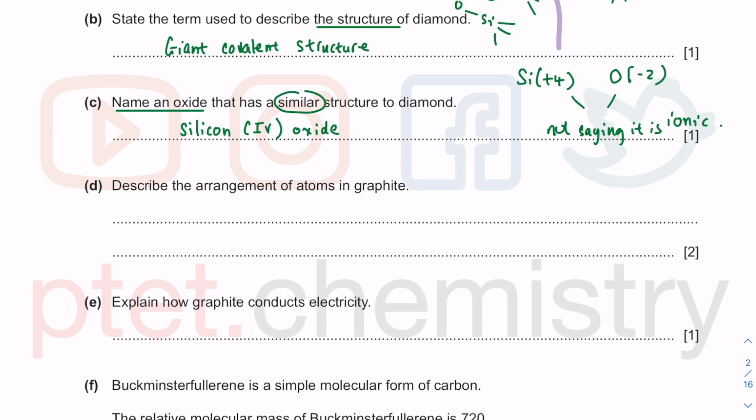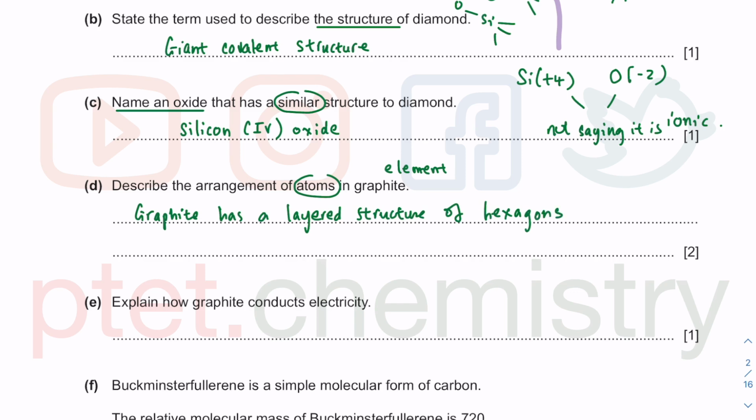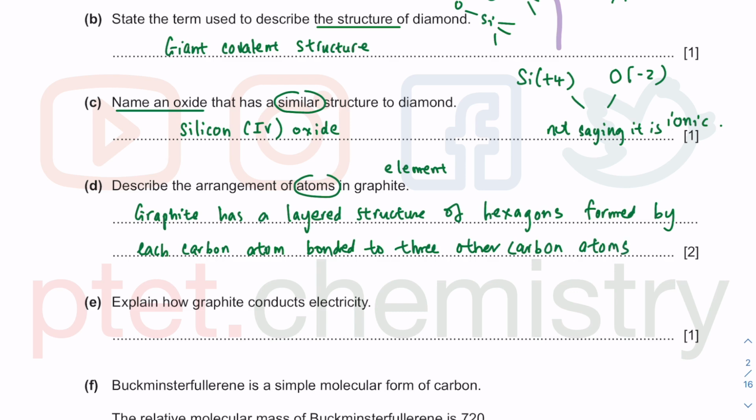Now describe the arrangement of atoms in graphite. As it is an element, it consists of all of the same atoms. We know that graphite has a layered structure. Within each layer, we have hexagons formed by each carbon atom bonded to 3 other carbon atoms, having only formed 3 covalent bonds. That means you are not going to use up all your outer shell electrons. That's why there's 1 free electron on each carbon atom to conduct electricity.